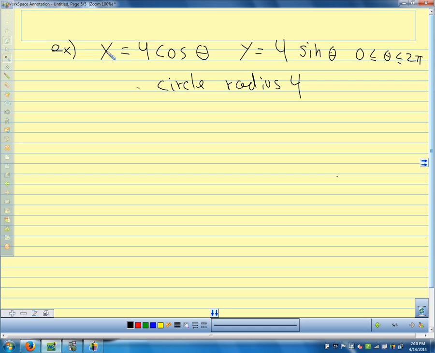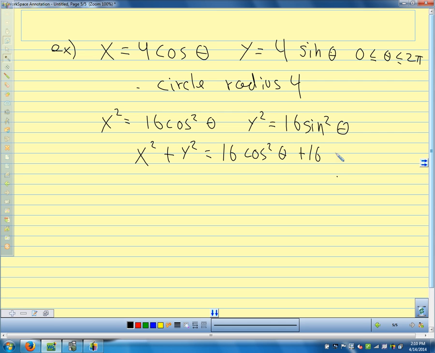So to eliminate the parameter here, I'm going to square x. x squared equals 16 cosine squared theta. y squared equals 16 sine squared theta. x squared plus y squared equals 16 cosine squared theta plus 16 sine squared theta. That equals 16, and I'm going to factor that out: cosine squared theta plus sine squared theta. Cosine squared theta plus sine squared theta is 1, and I get x squared plus y squared equals 16. Circle, radius 4, with the center 0, 0.